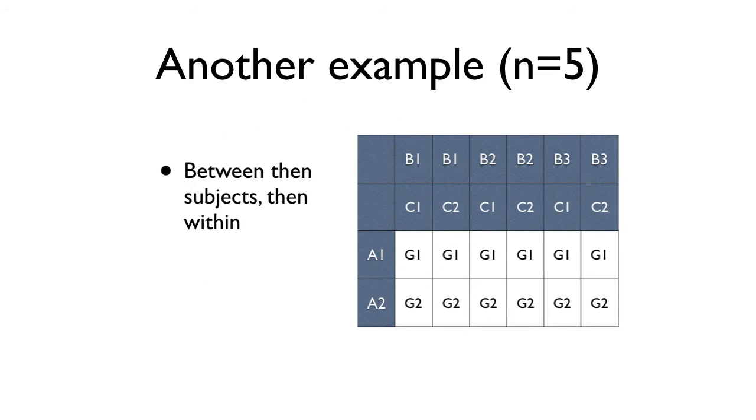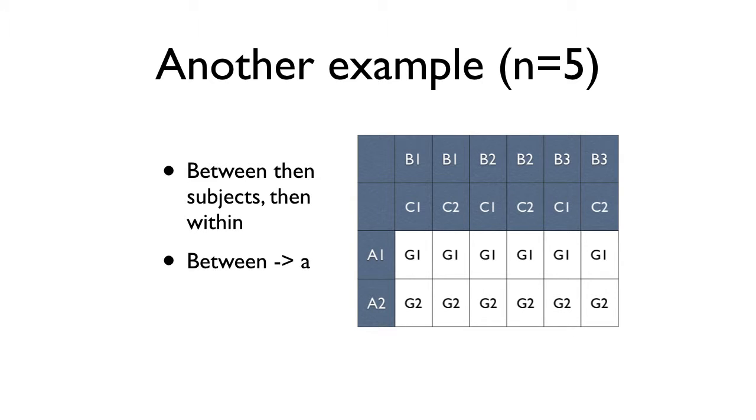Put that over there. Between subjects, within. Between is A, within are B and C. Just like we figured out. So what we're going to do when we make up this analysis of variance summary table is get the between subject factor listed first, and that's going to be A. And then subjects are going to be nested within A. Because think what that means. They're within different levels of A. That's all that means.